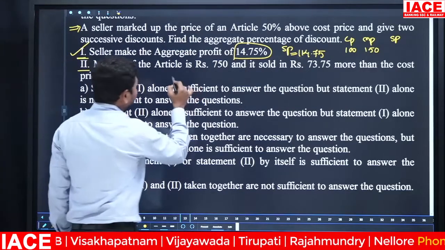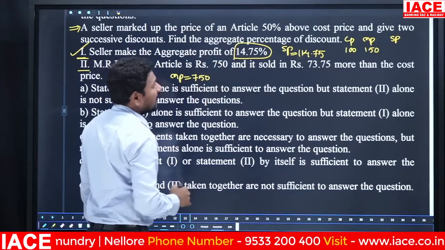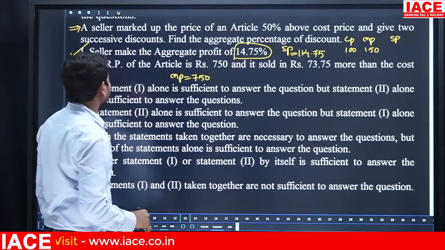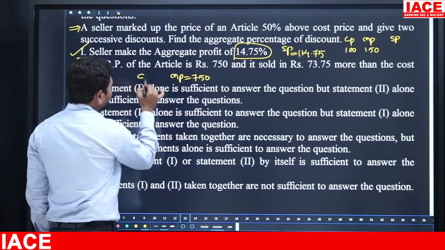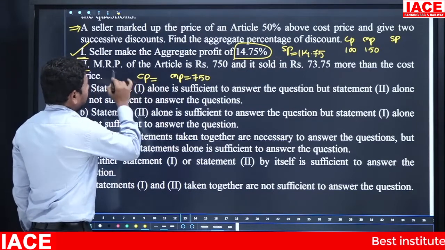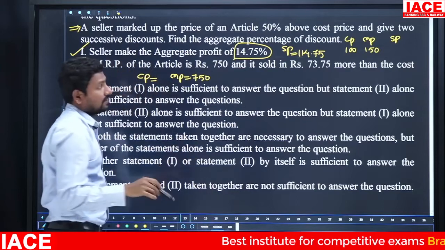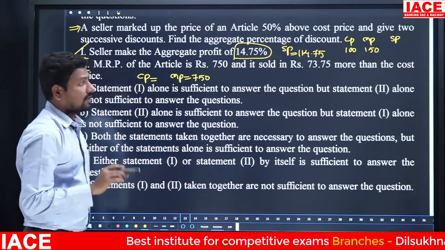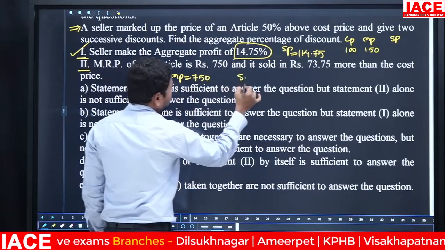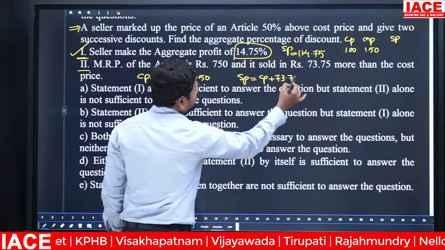MRP of the article is 750. MP is equal to 750. Okay, and it is sold how much rupees more? 73.75 more than the cost price. That means you know the CP value now. CP value is how much here? MRP of the article is 750 and it is sold 73.75 more than the cost price. Now you know the 73.75, SP is equal to CP plus 73.75.